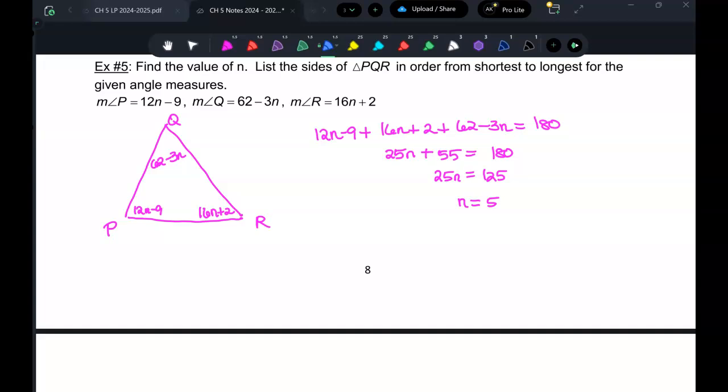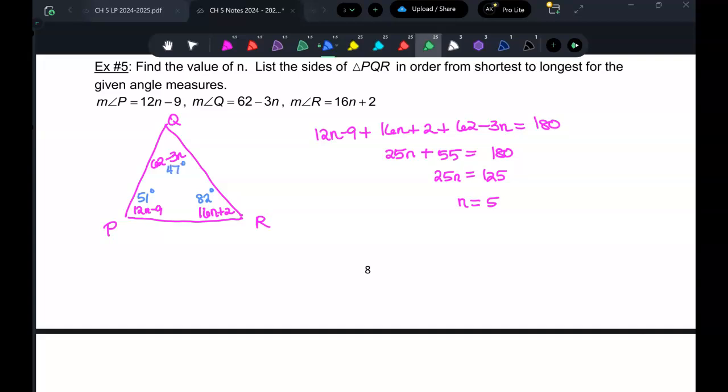All right, let's see. 5 times 12 is 60, minus 9 is 51. So this is 51 degrees. 16 times 5 is 80, plus 2 is 82. And then 62 minus 3n is 47. There's no negative.